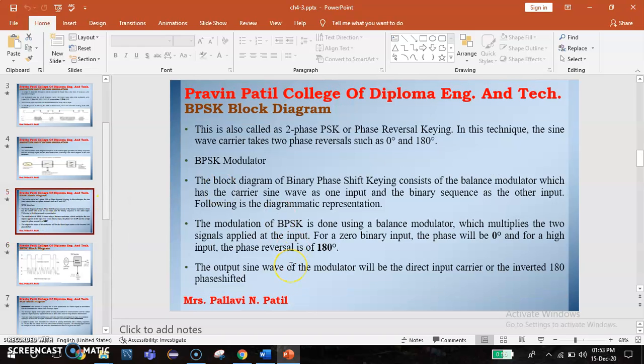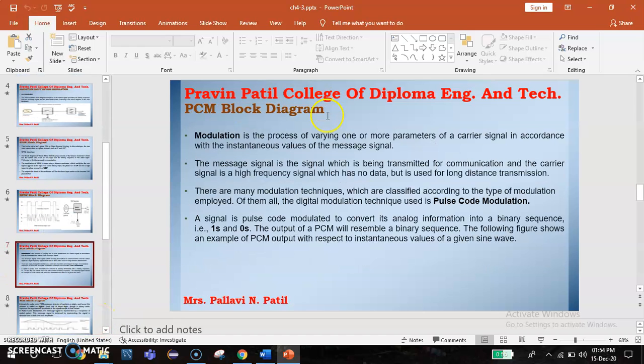And this is the BPSK modulator block diagram. The BPSK modulator is done using a balanced modulator, which multiplies the two signals applied at the input. For the binary 1 input the phase will be zero, and for the other input the phase is reversed by 180 degrees. This is the BPSK block diagram.